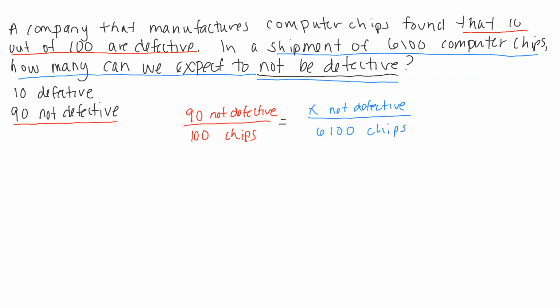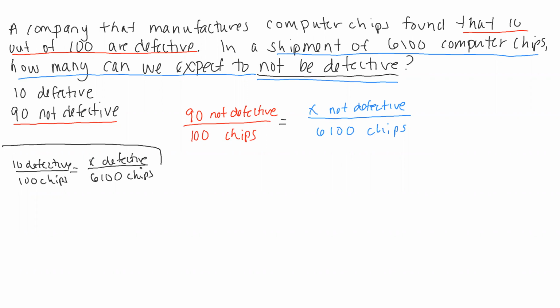You can either do the subtraction at this point and then go ahead and solve for not defective, or if you wanted to, you could have set it up 10 defective out of 100 chips and then found X defective out of 6,100 chips and then done a little subtraction problem. Okay, so there are 2 ways you could approach this one, but I went ahead and did the math now.